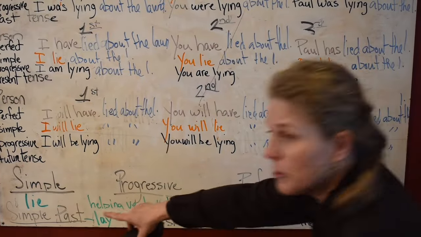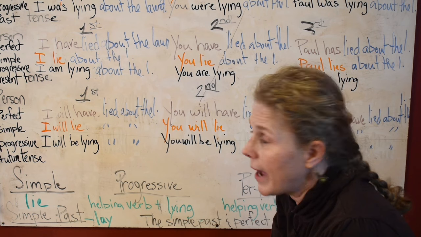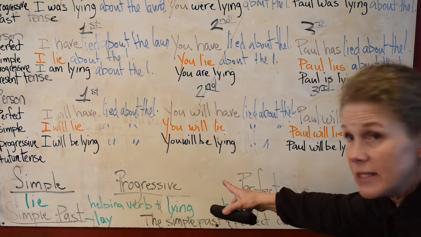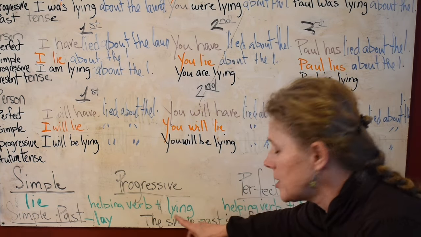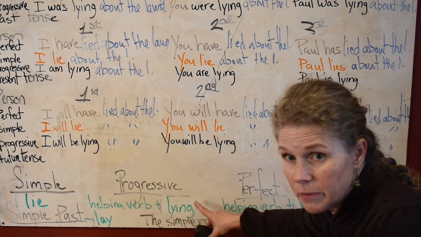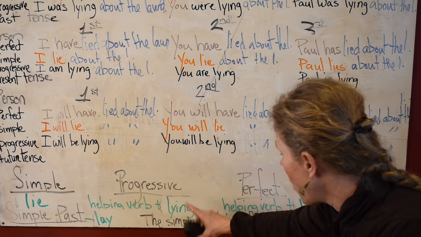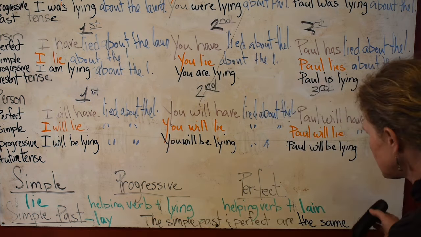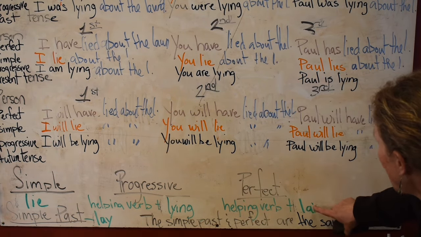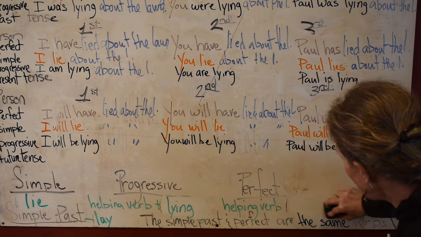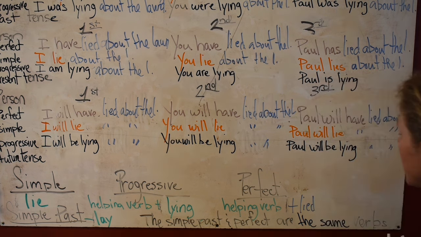So now, simple tense stays exactly the same as it did with the other lie. And the progressive tense stays the same, the helping verb plus the ing, lying. Now, this is a weird spelling. L-Y-I-N-G. That's how you spell lying. Say that, you guys. L-Y-I-N-G. Now, the perfect, on the other hand, does not stay the same. It changes to lied.